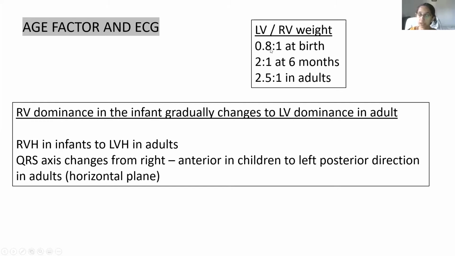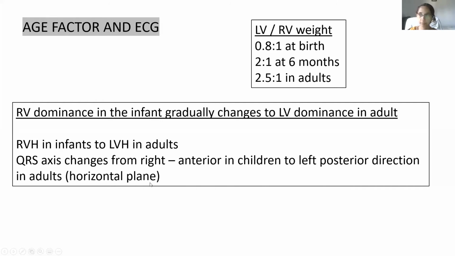But at birth, it's not the same. RV is more dominant than LV with a ratio of 1:0.8. This RV dominance, which is seen in an infant, gradually changes to LV dominance in an adult. We have RVH in an infant, we have LVH in an adult, and hence the QRS axis also changes. In children, we have a right anterior axis, and in an adult, we have a left posterior axis. This is in the horizontal plane.